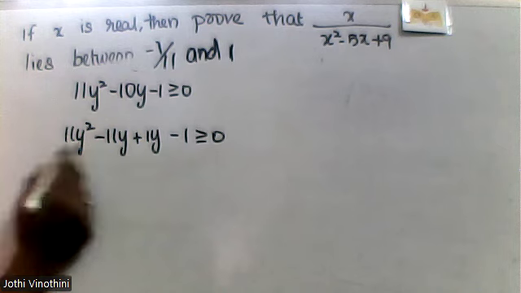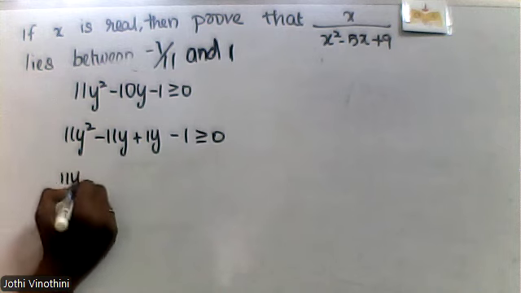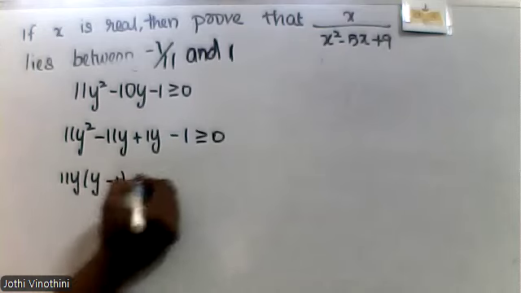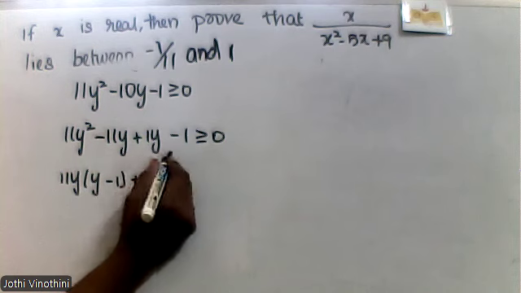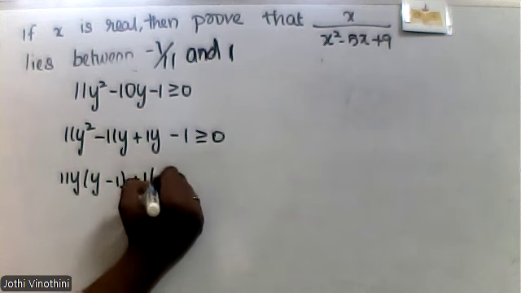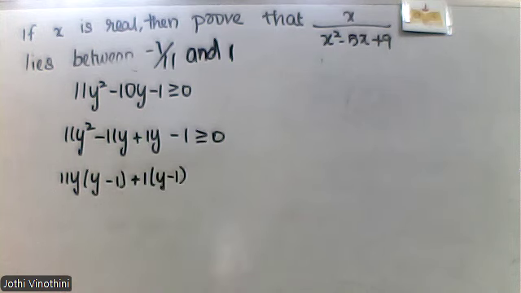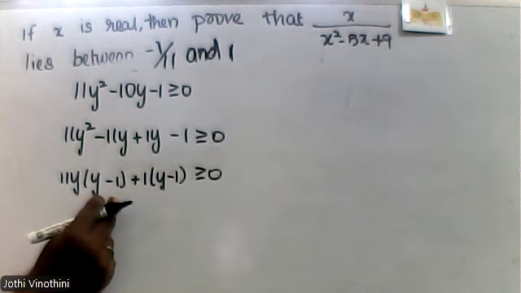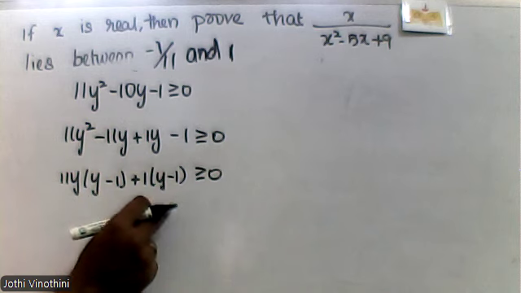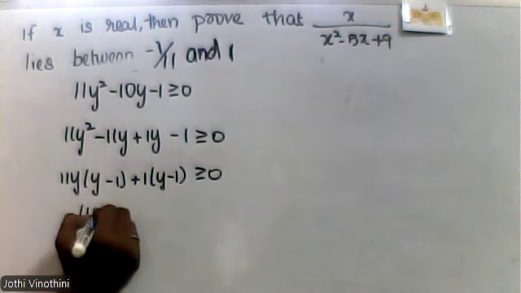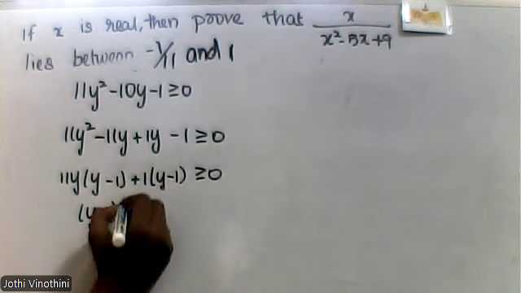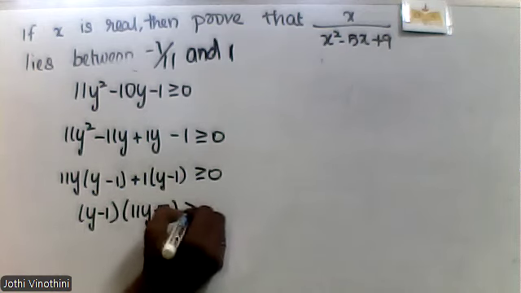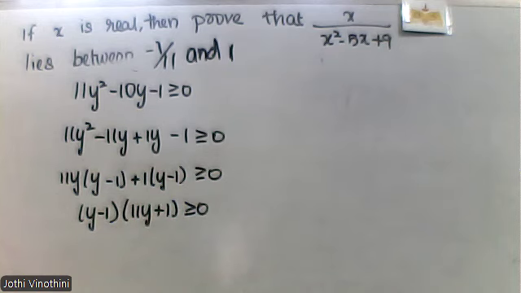So now I am going to take 11y outside this. So what we will get? Y minus 1. From both the terms we are taking 1 as common. So what we will get? Y minus 1 must be greater than or equal to 0. So see, in both the terms we will have y minus 1, so we are taking y minus 1 as common. So what we will get? 11y plus 1 must be greater than or equal to 0.